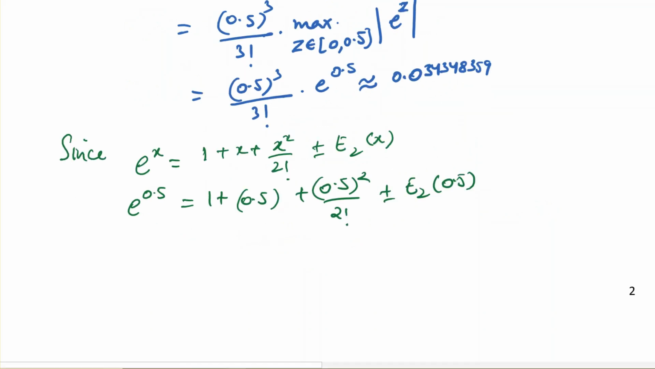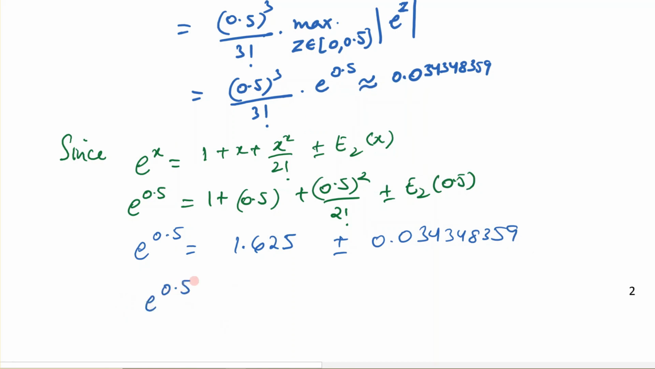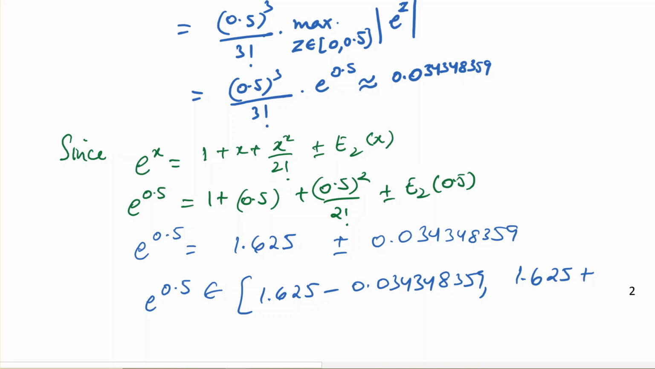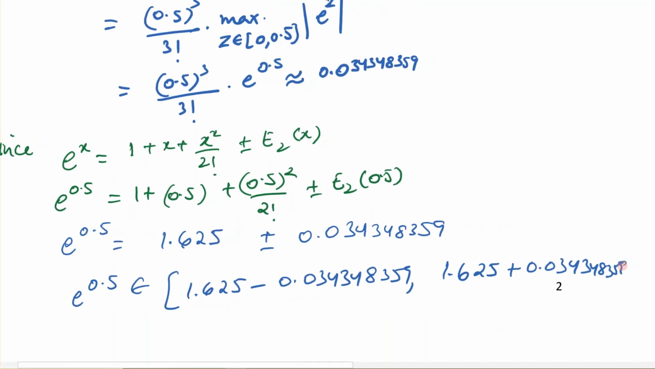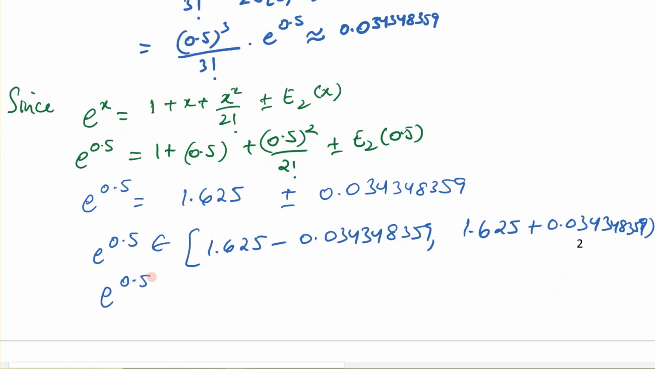So in the case of e raised to power 0.5, if we use only the first three terms, we get 1.625. Since we are only using three terms, the maximum error that we can have is 0.03 compared to the actual value. So it belongs to an interval around 1.625. We subtract E2(x) for our lower limit and we add it for our upper limit, using 0.034348359. So e raised to power 0.5 belongs to the interval from 1.590652 to 1.659348. The actual value should be in this interval.